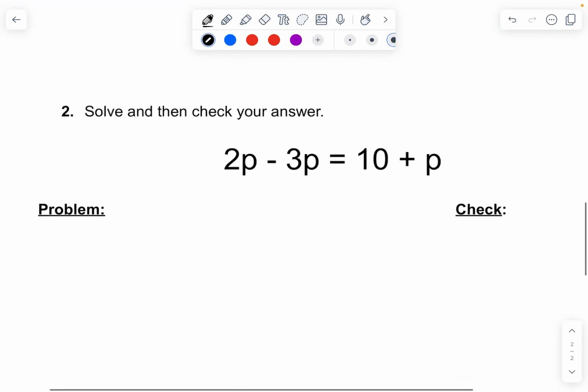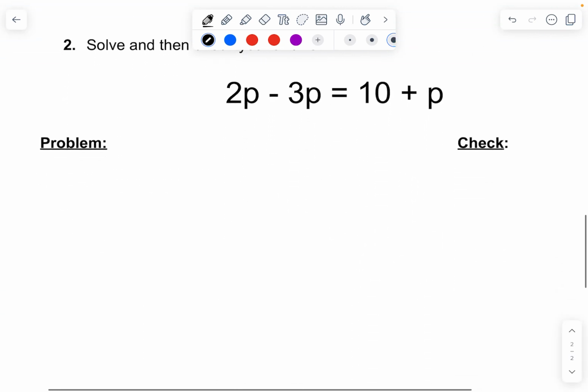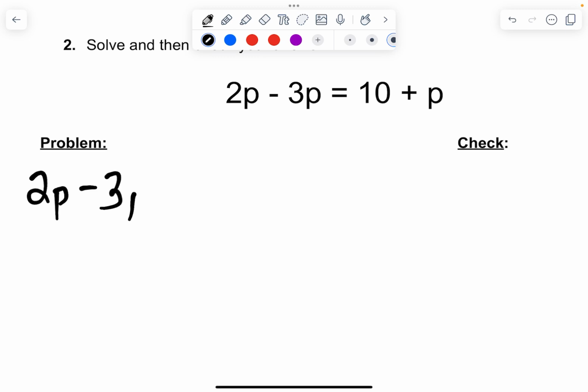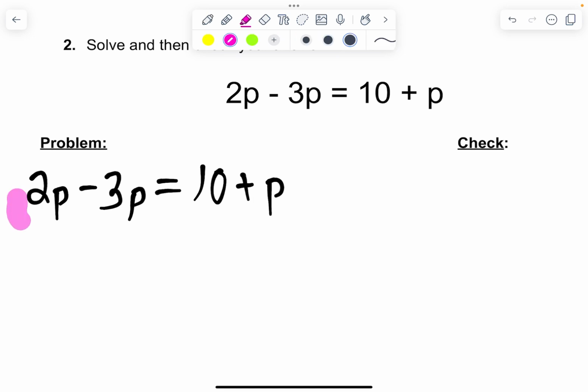Let's move on. This one's a little bit different. You'll see why in a minute. I'm going to rewrite the original problem. And you're going to notice that on this side of the equal sign, I've got a 2p and I take away 3p. Think of it as I have $2 in my pocket and my bill is $3. So 2 minus 3 is negative 1p.